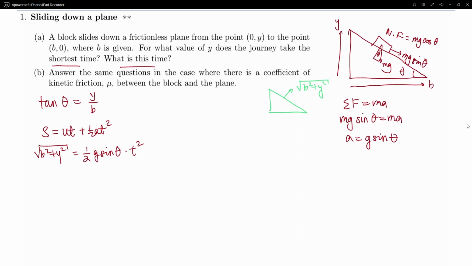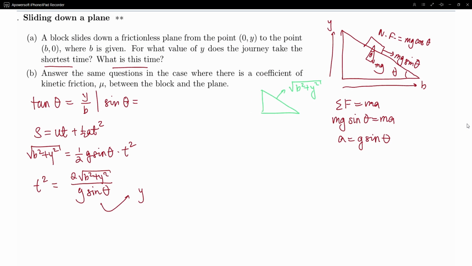So obviously I can solve this for t squared. If I multiply by 2 on both sides, it will be 2 root b squared plus y squared over g sine theta. But now there's a bit of a problem, because it asks for what value of y the journey takes the shortest time, and we don't exactly know that. So we could write sine theta in terms of y, which is very possible. By the trigonometric identity, sine theta is opposite over hypotenuse, which is y over root of y squared plus b squared, but we would have to do some differentiation there to find dt over dy, and that's going to take us quite some time.